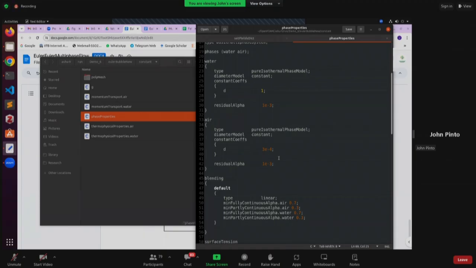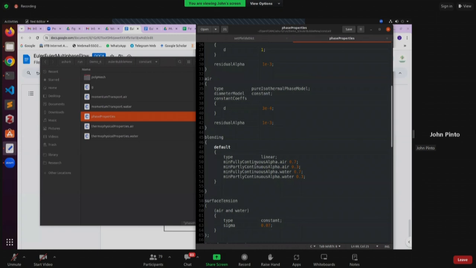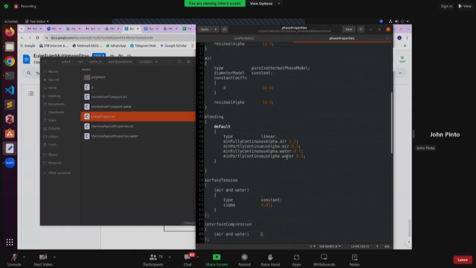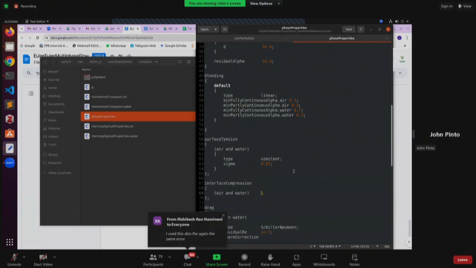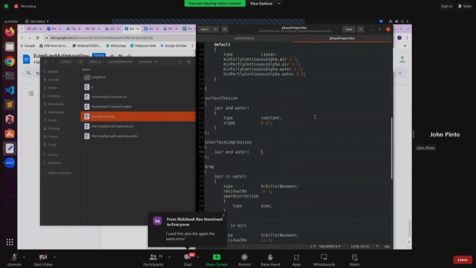Next is blending. Blending will be needed in cases where you cannot distinguish which one is a continuous phase and which one is a dispersed phase. Here, we are saying that if the concentration of air is greater than 0.7 or less than 0.3, then it will either be dispersed or continuous. Anything in between will be mixed phase. Next, we are specifying the surface tension.